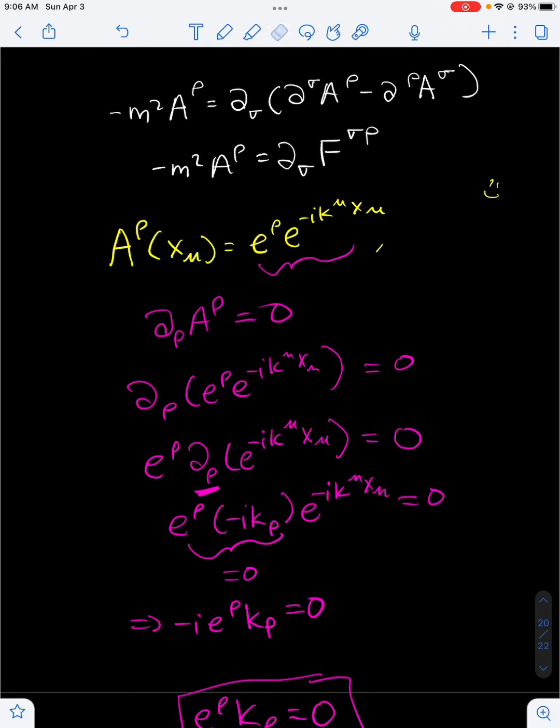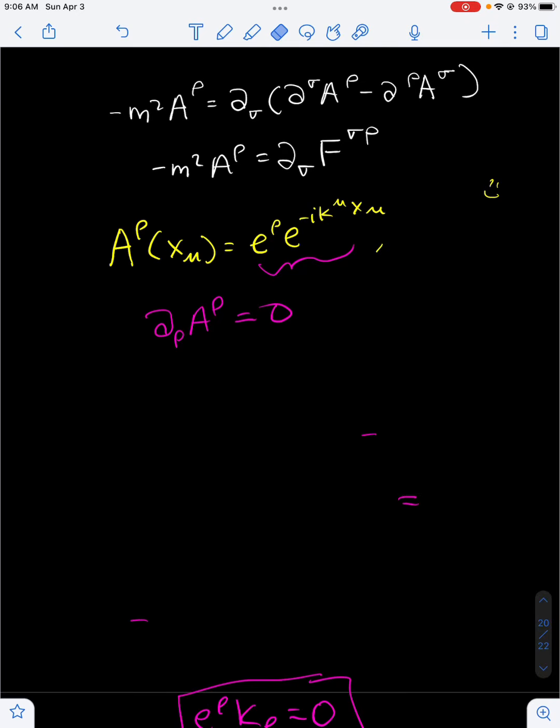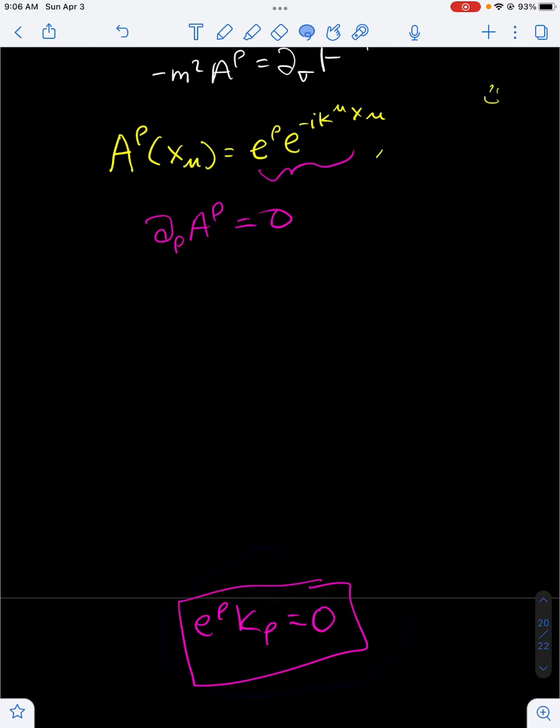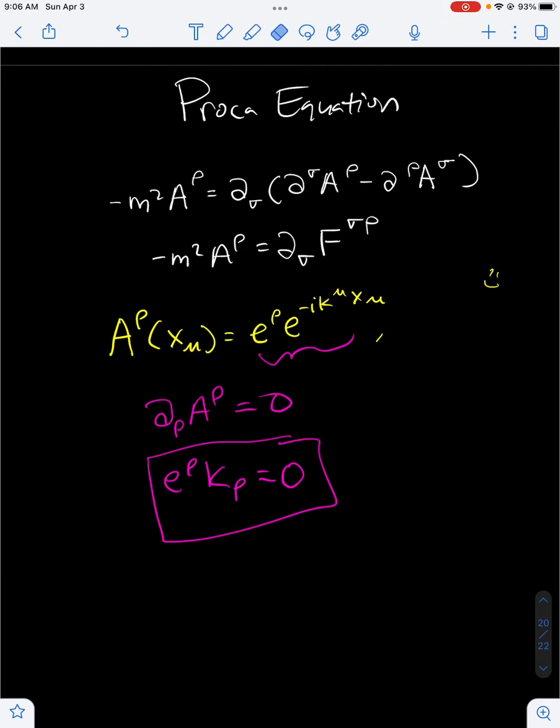So let's just erase some of the work that we've just done to make some more space. Let's bring our solution up. So we've just found some relation between our vector and the momenta.